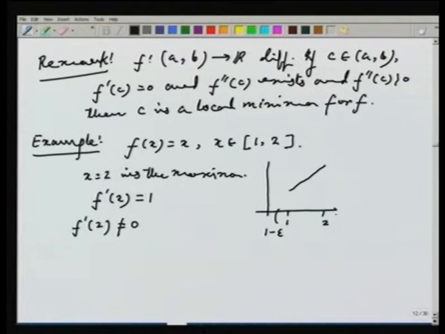Well, now you might say that I might increase my interval a little bit, that is, I look at 1 minus epsilon and then increase this to 2 plus epsilon. Then the point 2 is an interior point, but the derivative is not 0 there, which is obvious now, because if x = 2, then f(x) is neither maximum nor minimum, it ceases to be a local extremum, and hence the derivative is not 0.